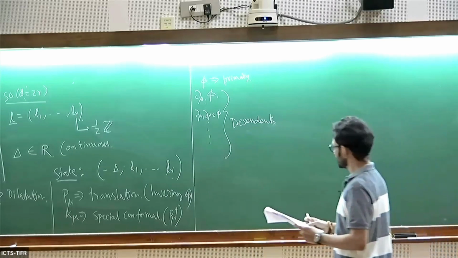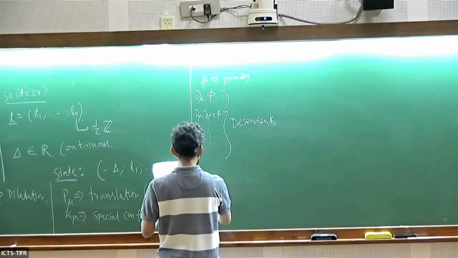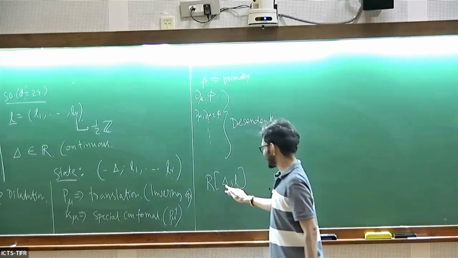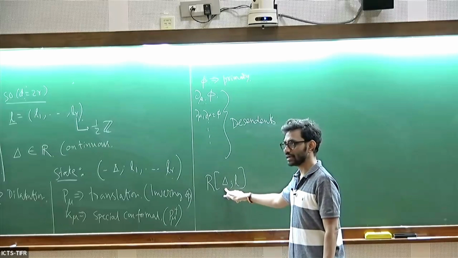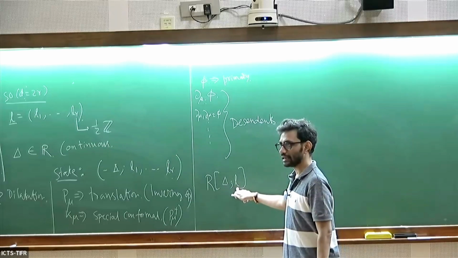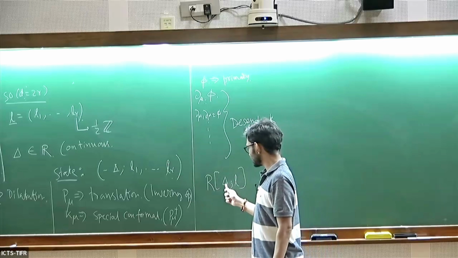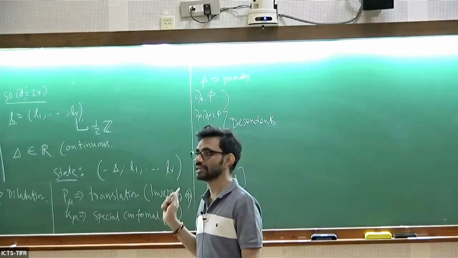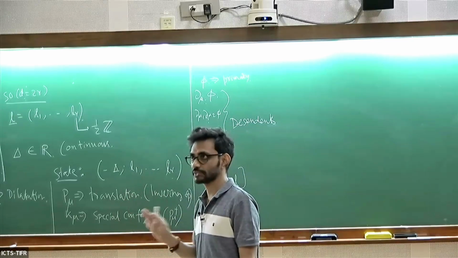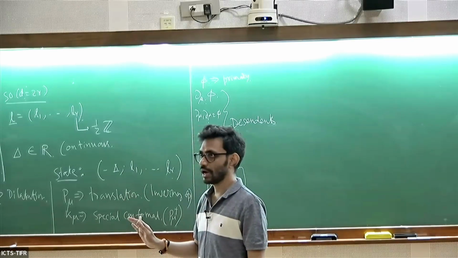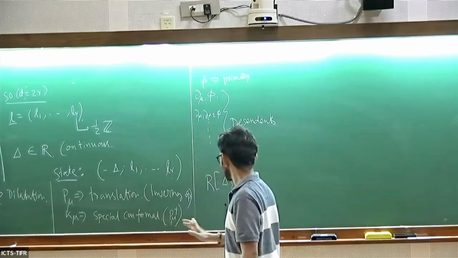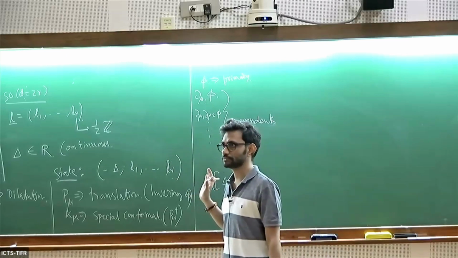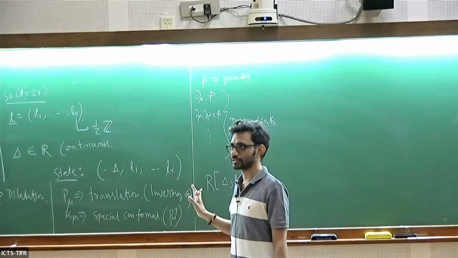Then I can write down any representation R which is tagged with this delta and L. Let's try to understand this. I am calling delta a scaling dimension, and at this moment don't confuse yourself: the scaling dimension and the mass dimension are not the same. Do not confuse the scaling dimension with the mass dimension. This is just an eigenvalue of that dilatation operator, which is a continuous value.